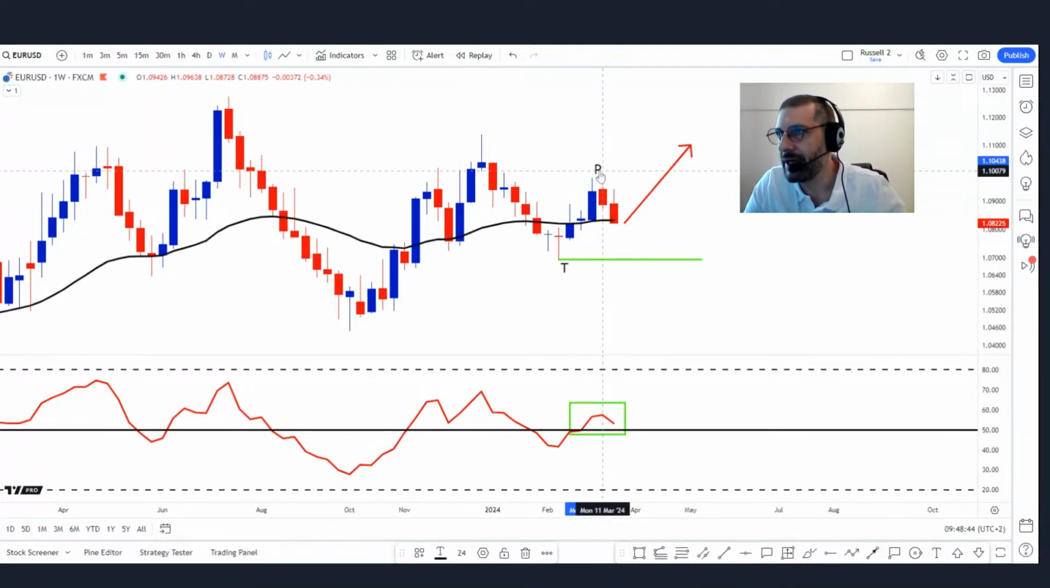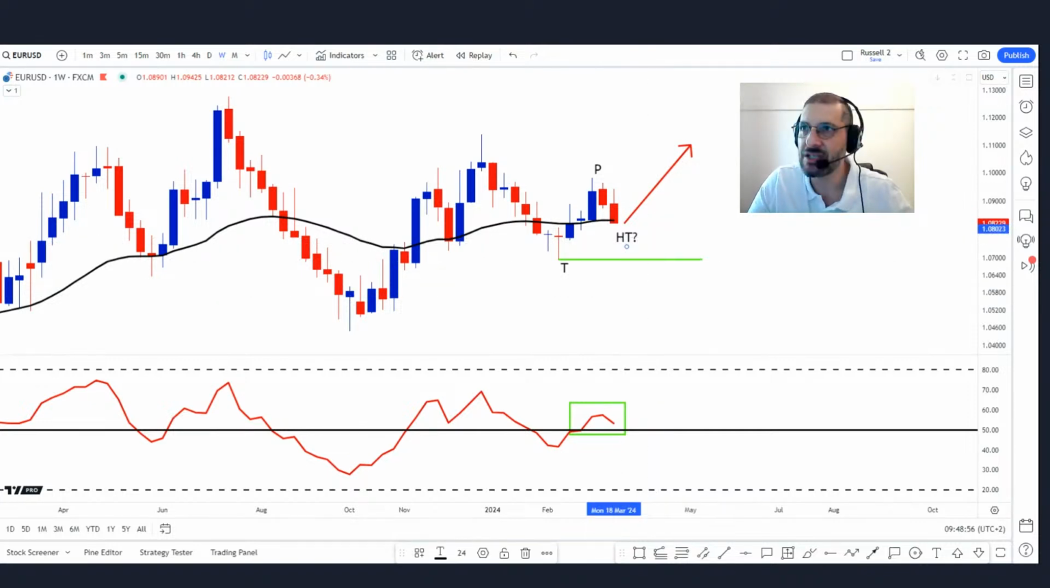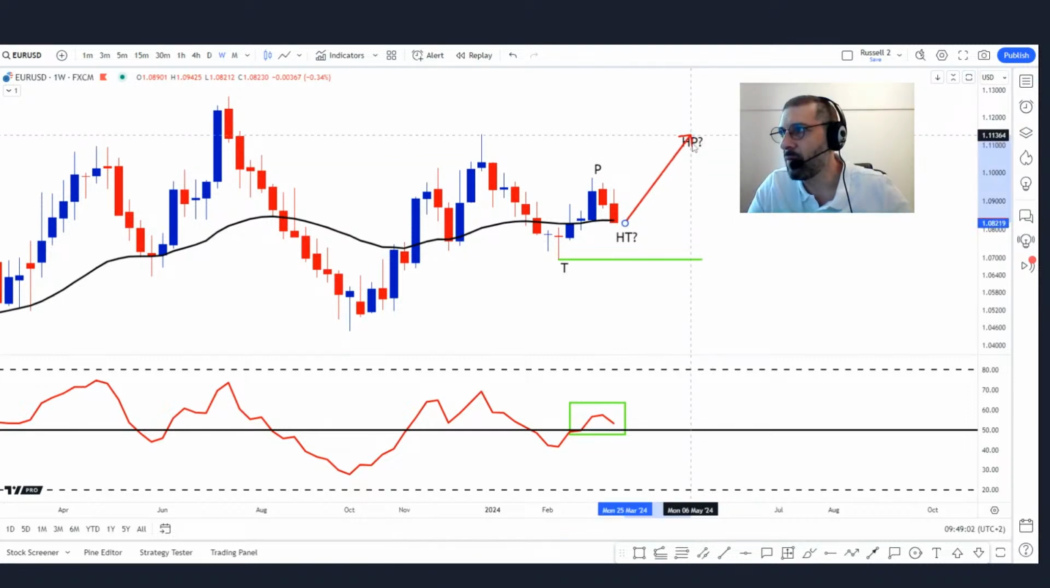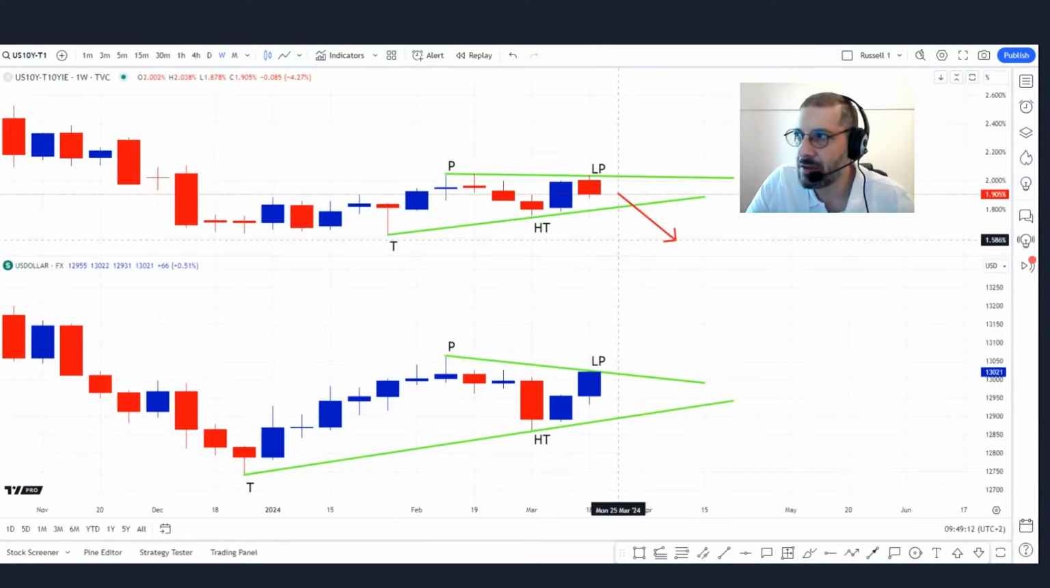Trough, peak, and now I'm going to just put in question marks here. Higher trough, question mark. All right. And if we get the higher trough question mark, then I could put in higher peak question mark. Now, why would this be my preference? Why would this be my preference? I go back to the real rate screen, and I want to see a lower peak, lower trough.